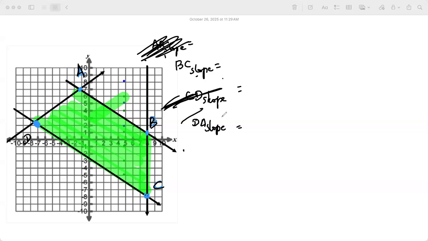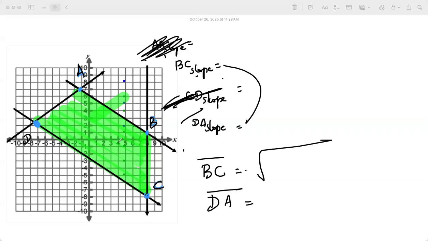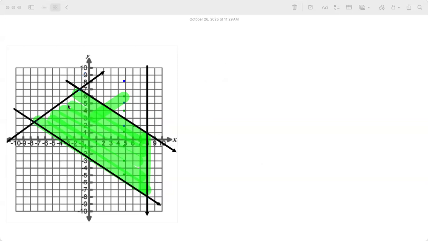Now for the other two sides, you need to measure the length of BC and the length of DA. You need the distance formula, right? You are given the coordinate points, so you can use the distance formula, equate the distances, and show that it's an isosceles trapezoid. Any questions?